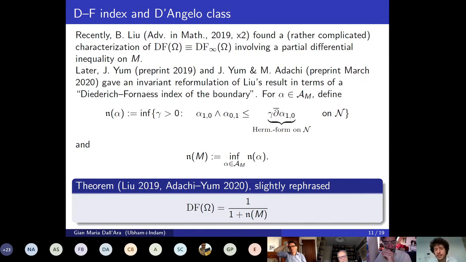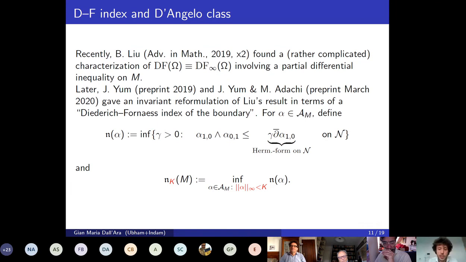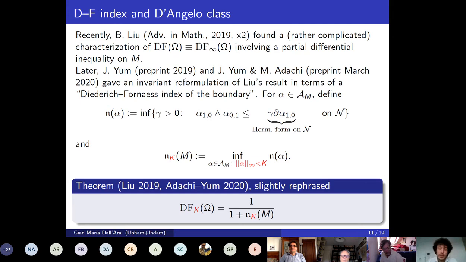And remember that we're really interested in the regularized version, so we're just going to regularize everything, and the norm nk will be not the infimum over all possible elements in the D'Angelo class, but only over those of bounded norms. And if you do that, then you have the corresponding result. This is just really a matter of carefully checking constants in the proofs, and this works.